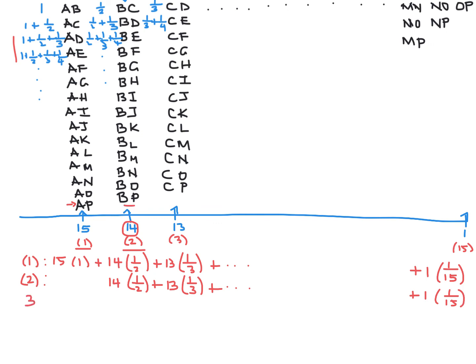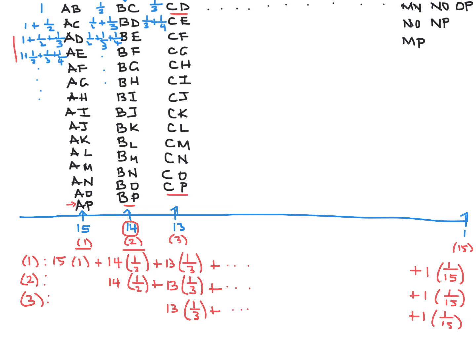Okay, now let's concentrate on column 3. There are no 1s, there are no halves. We actually start off with a third. It appears for the first time in CD. It appears again in CE, and it would appear in every single one down to CP. So 13 times. And then similarly, hopefully you guys get the hang of this, all the way down to 1 over 15, which would appear only once for CP.